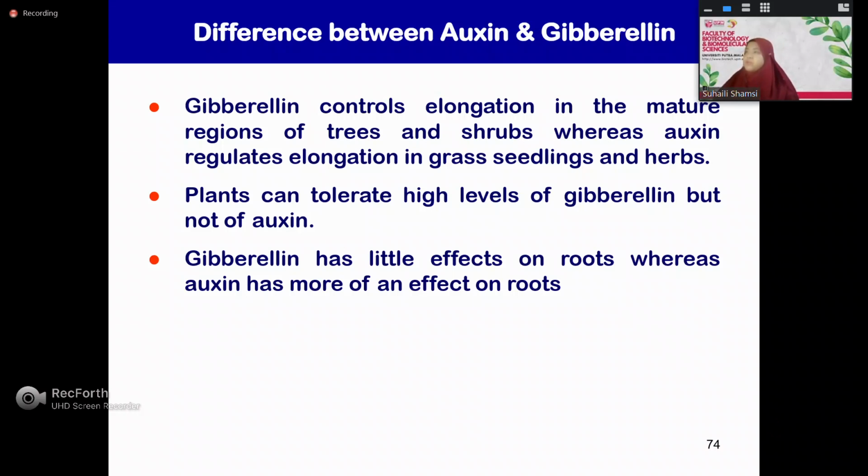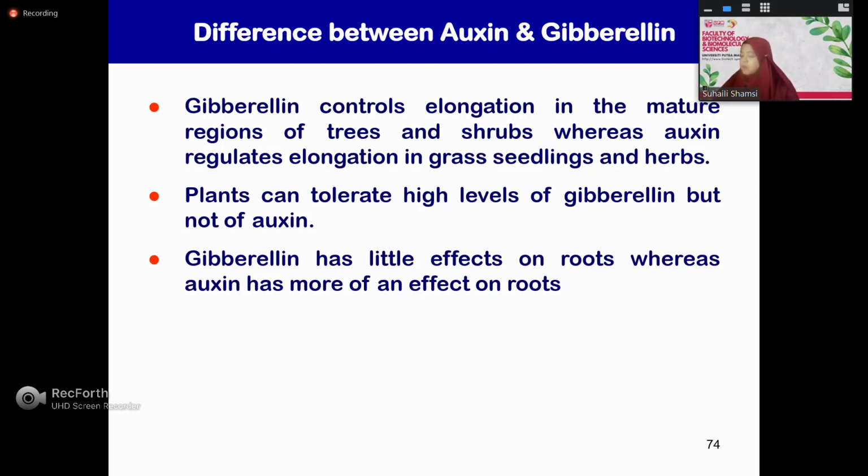Gibberellic acid controls elongation in mature regions of trees and shrubs, whereas auxin regulates elongation in grass seedlings and herbs. So auxin is on grass seedlings, but gibberellic acid can also control growth in mature regions of the plant itself, right? So a plant can tolerate a high level of gibberellin, but not of auxin.